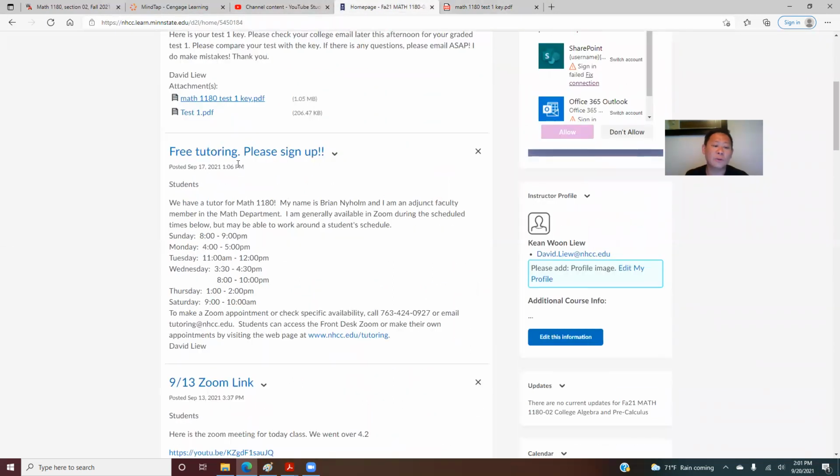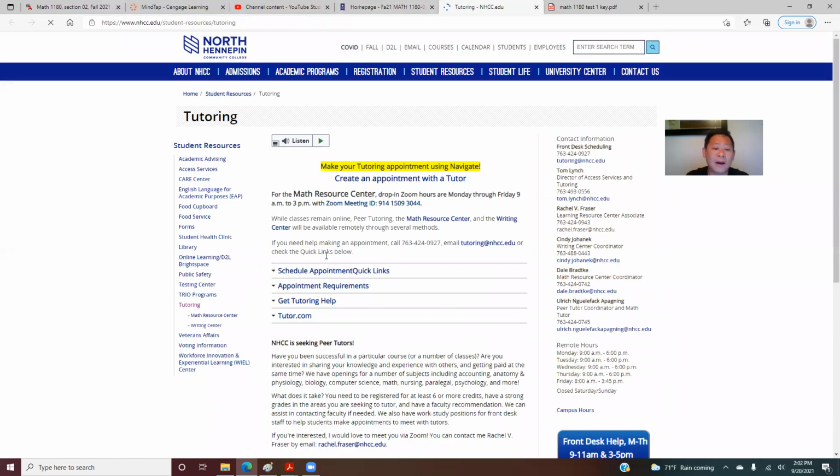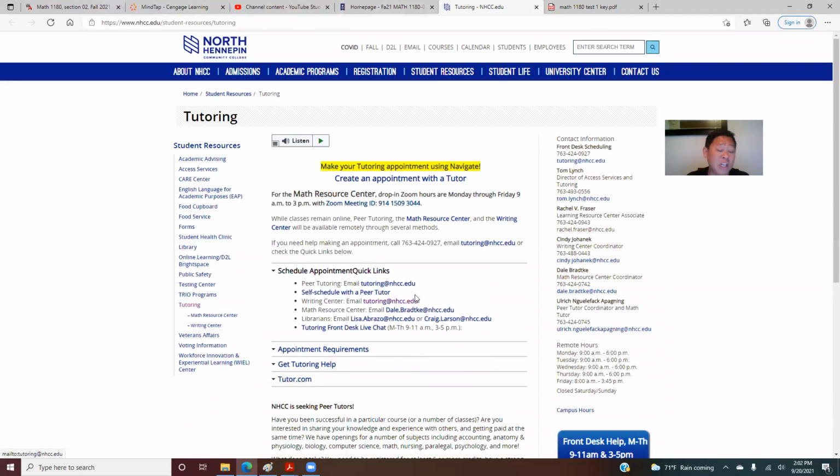The other thing is tutoring. Yes, there is free tutoring for you via the Math Resource Center. Some of you did email me asking what you should do for the next test because you're not doing too well. I would recommend you email me and sign up for this free tutoring. Go to this website down here, click on it, sign up, and schedule an appointment. It's free. I think you can do 1 hour a day for up to 5 days. I would highly recommend it to those students who are not doing too well.